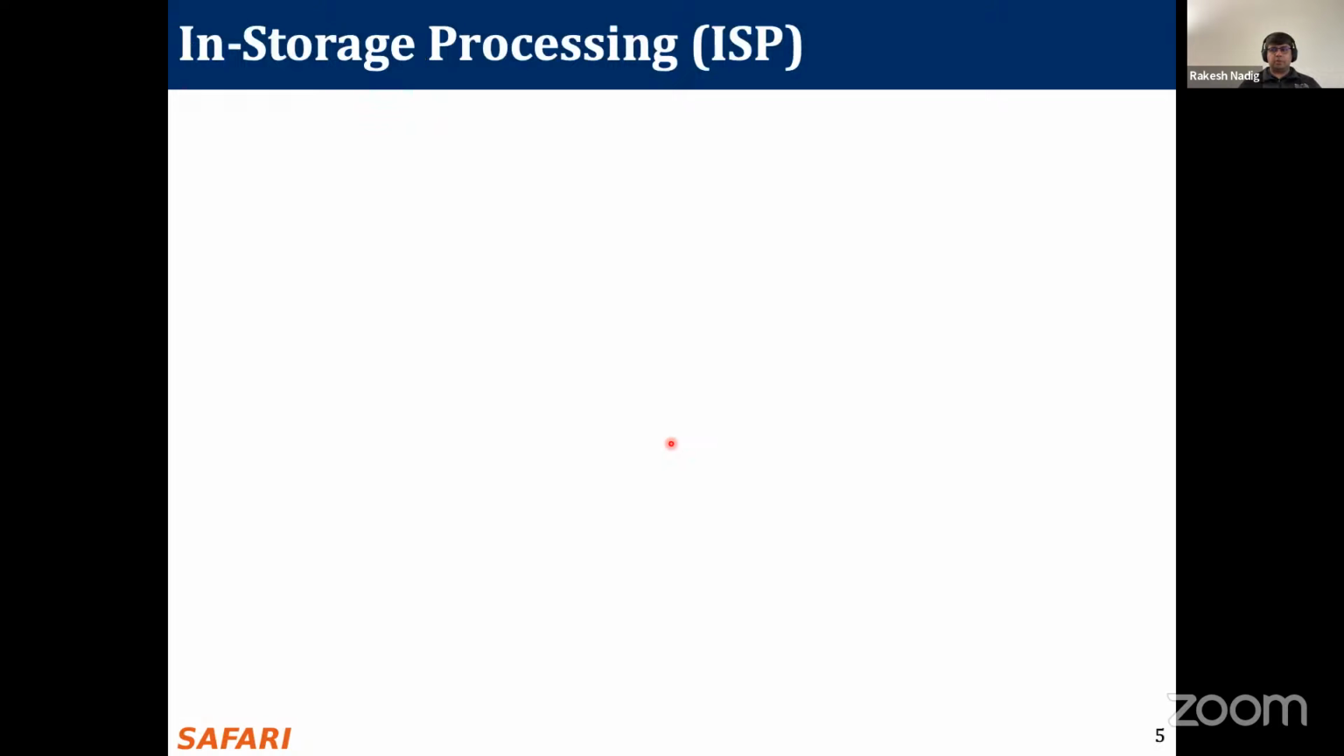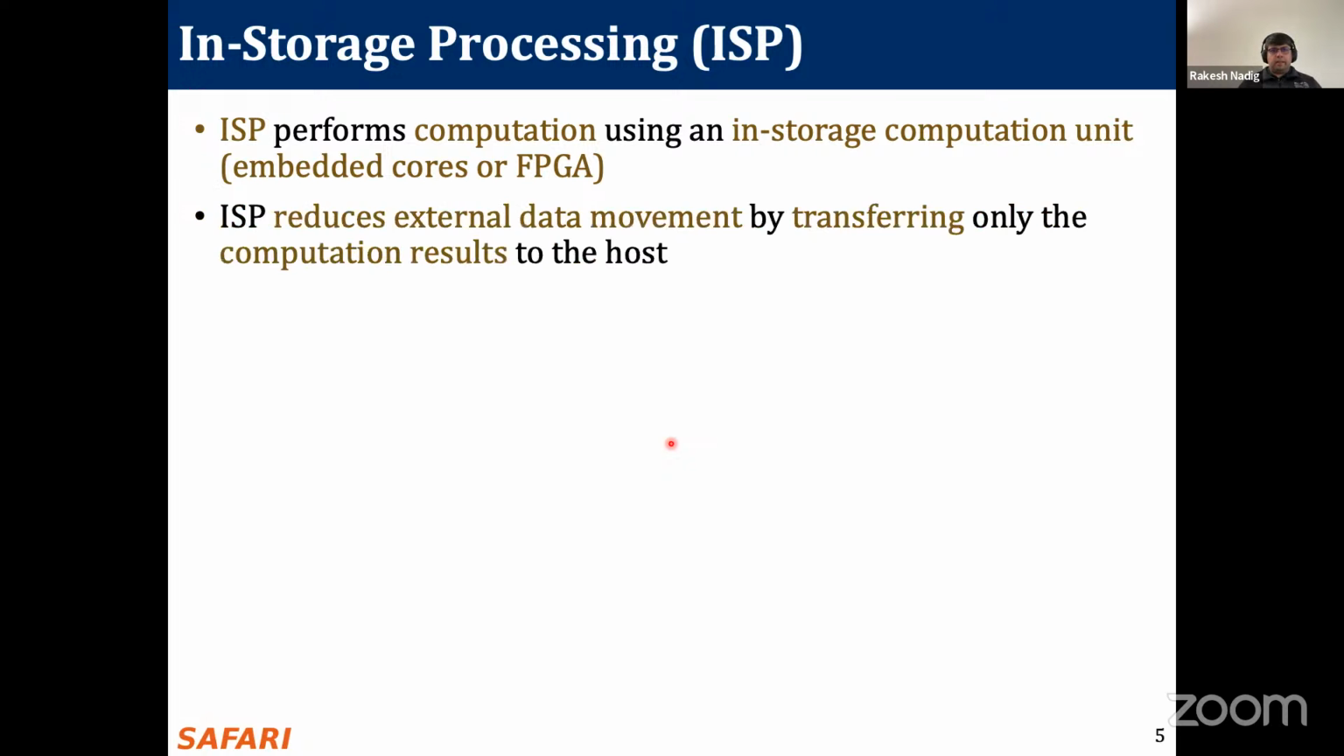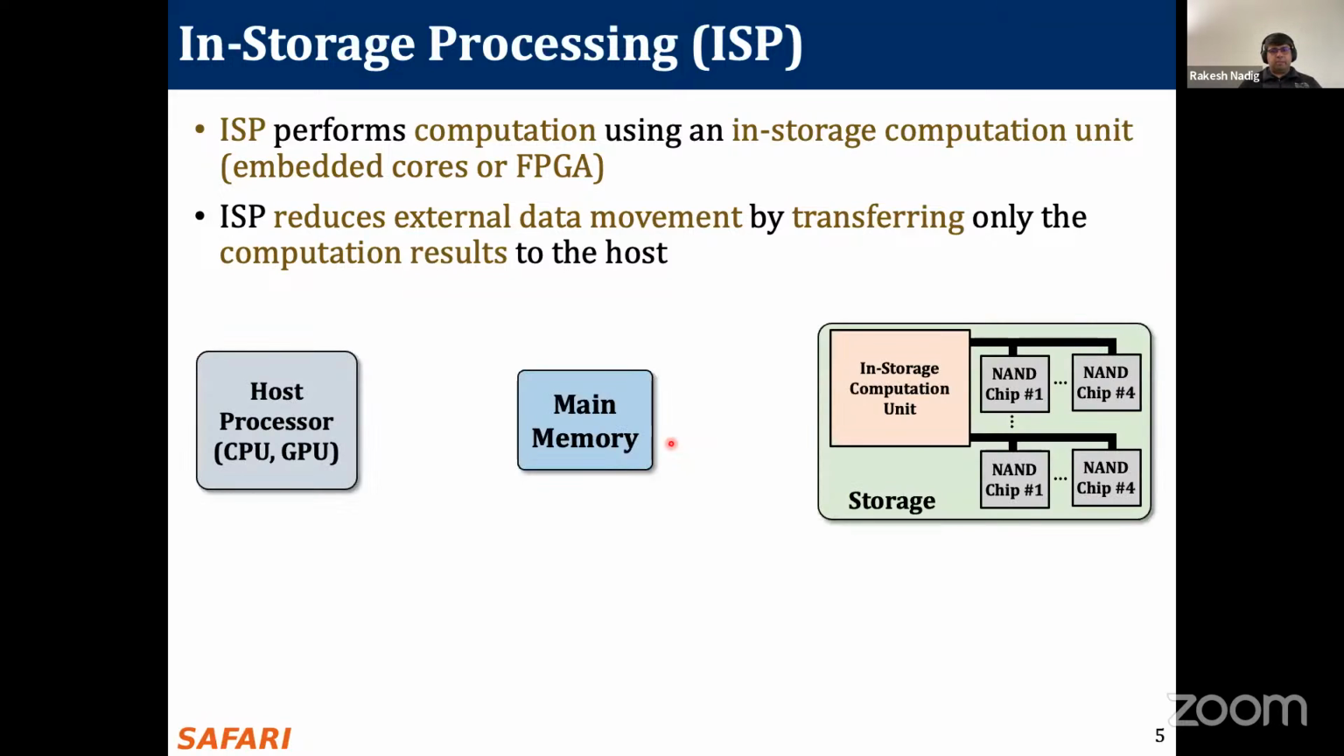In storage processing, or ISP as we call it, performs computation using an in storage compute unit, which could be embedded cores or an FPGA. And ISP reduces the external data movement by transferring only the computational results to the host. We see how this happens. We see the same representation, but with a closer look at the storage device, where it has an in-storage compute unit and many NAND flash chips where the data is stored, connected through flash channels.